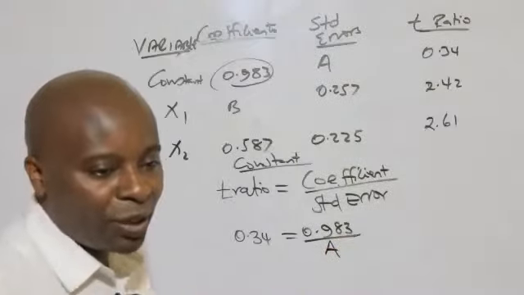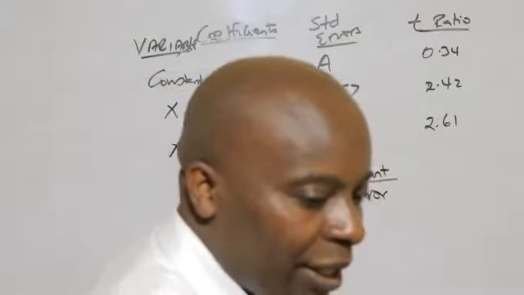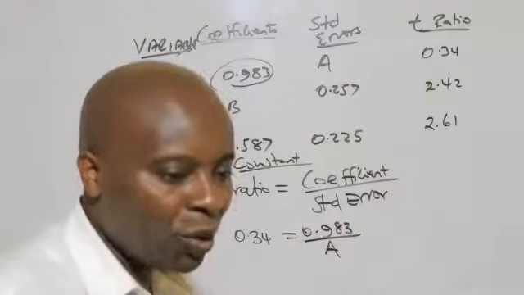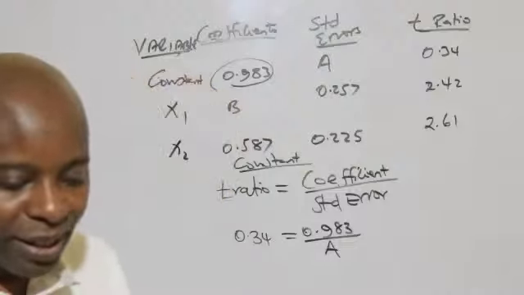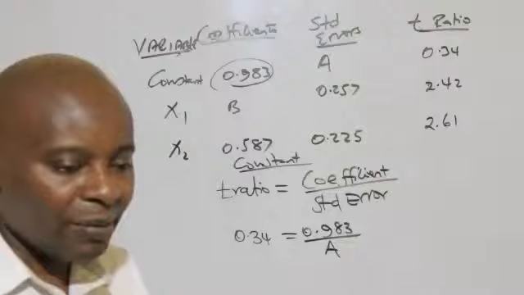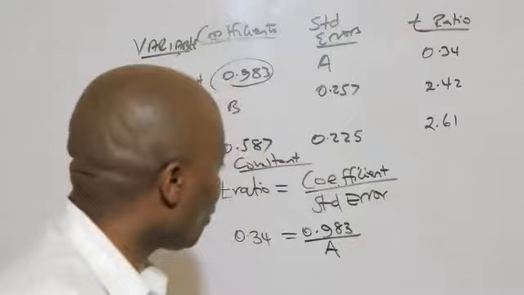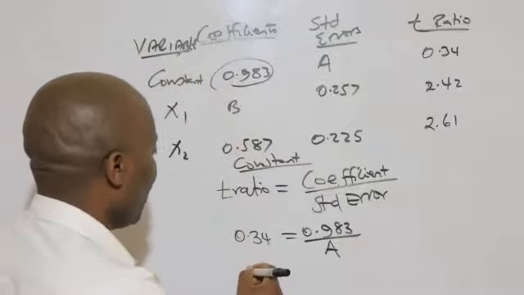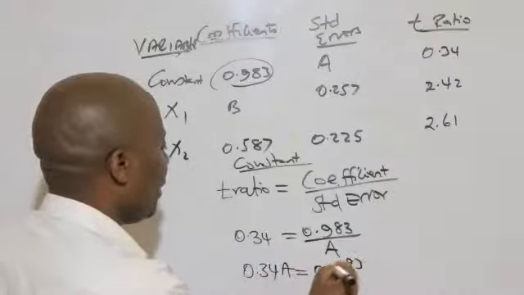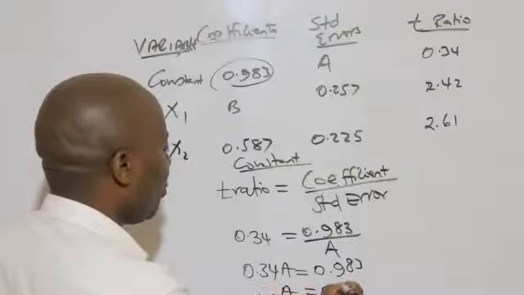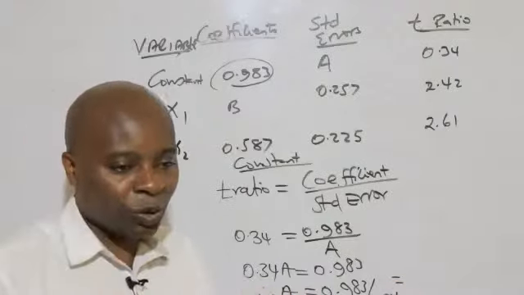Your work this morning will be to make A the subject of the formula. So if you try making A the subject of the formula, then this will be 0.34A equals 0.983, implying that A will be 0.983 divided by 0.34, which will be equal to what in terms of 2 decimal places?